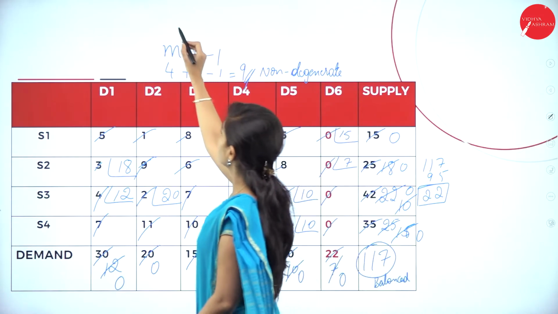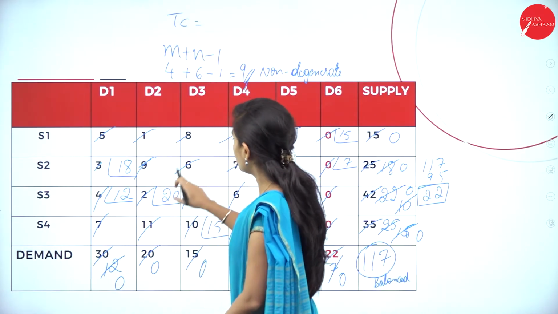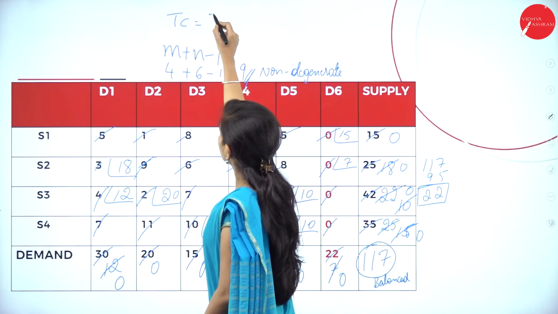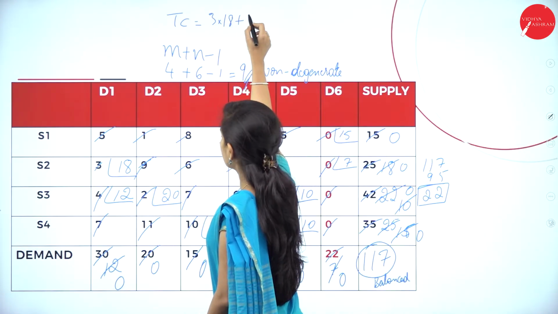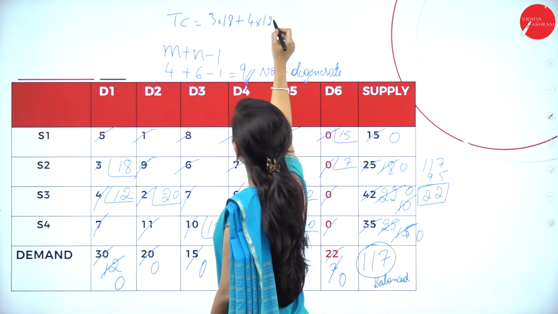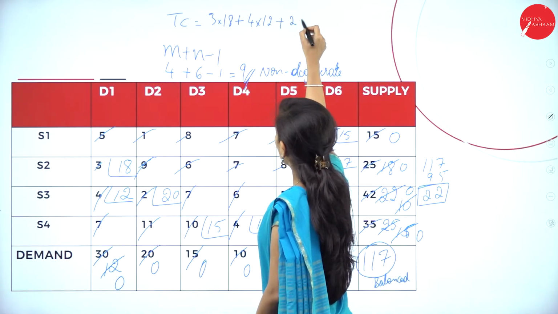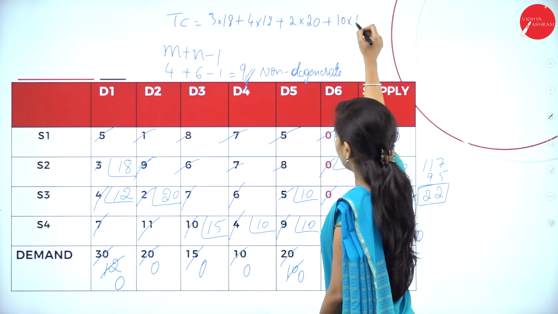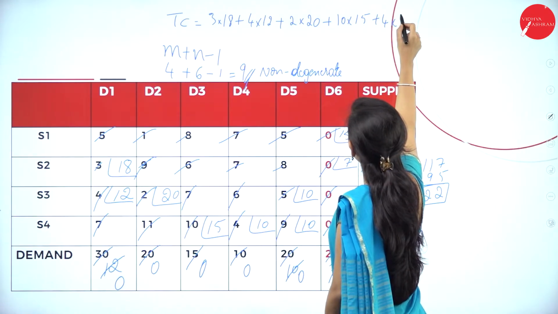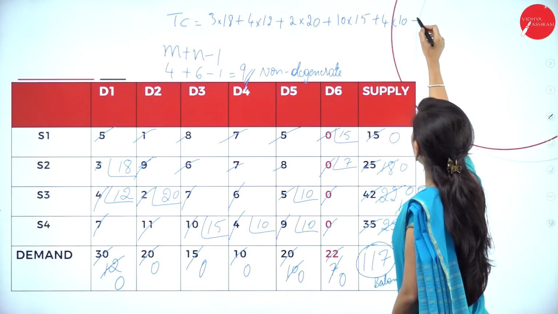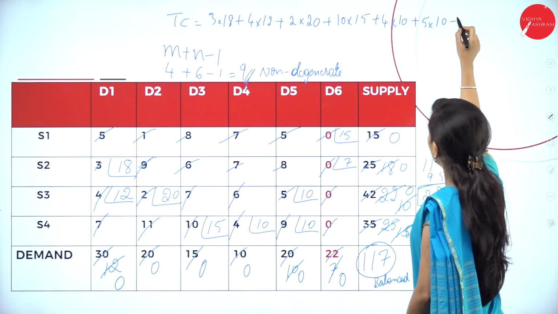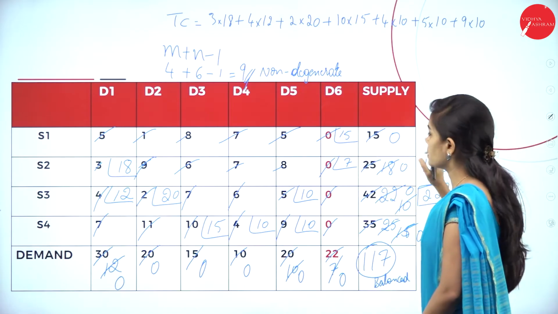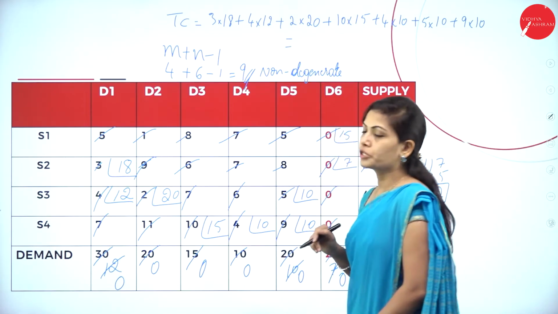After that, you can find the transportation cost, considering just the allocated cell values. 3 into 18 plus 4 into 12 plus 2 into 20 plus 10 into 15 plus 4 into 10 plus 5 into 10 plus 9 into 10 and 0 into 15 is 0, 0 into 7 is 0. So now find the transportation cost.